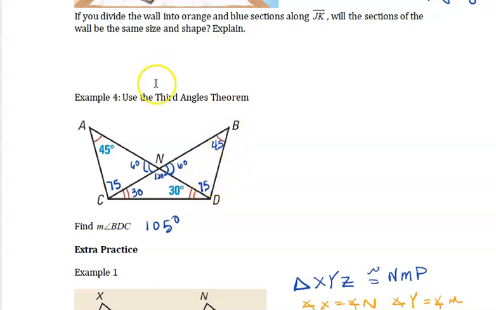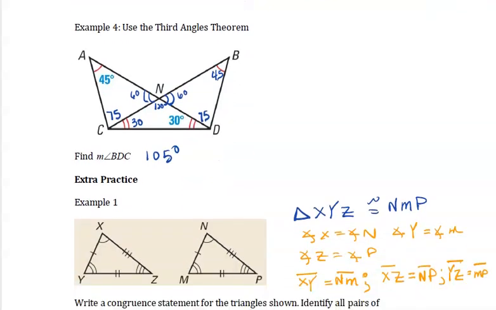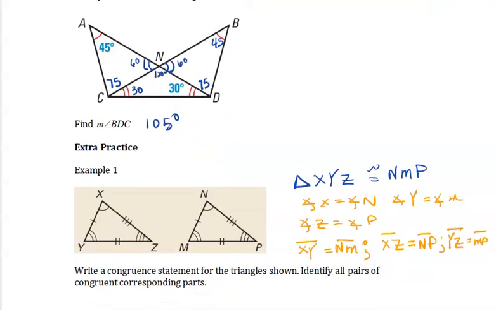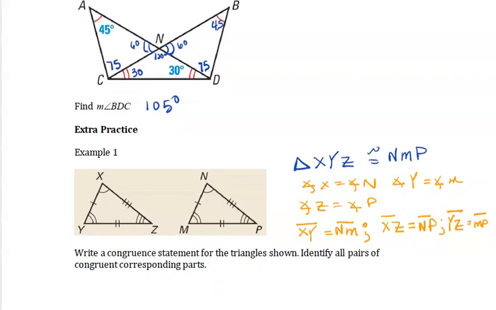Now, after I filled in all my angles, I'm going to read this question. It says, find the measure, so when you have an M in front, it means measure, of angle BDC. So angle BDC is this big angle right here. So in order to get that whole angle you've got to add the 30 to the 75, and you get 105. All right? And then there's a couple more extra practice problems that we can go through.